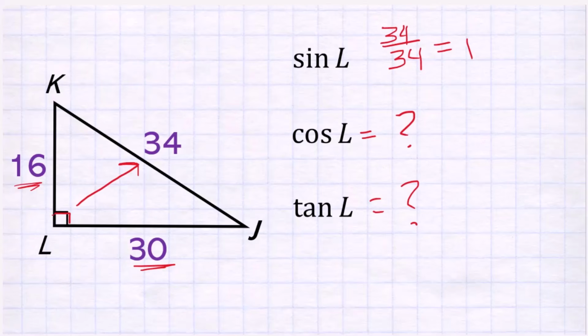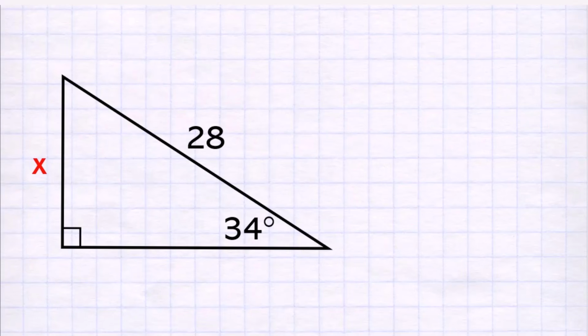For this problem, we are asked to find a missing side, and so we're going to use what we know about the trig ratios to set up an equation and solve for x, that missing side. We are given the angle. We know that the angle is 34 degrees. Now, from 34 degrees, let's identify the sides that we have. We know the hypotenuse is 28 because that is across from the right angle.